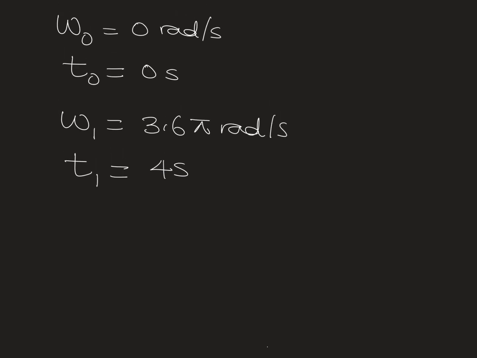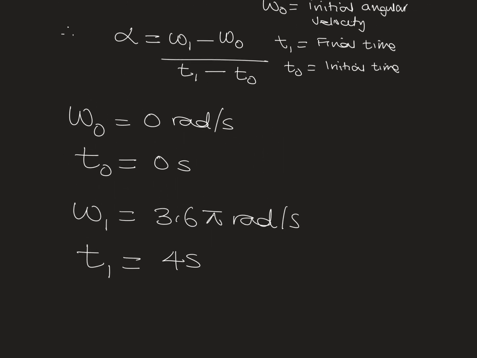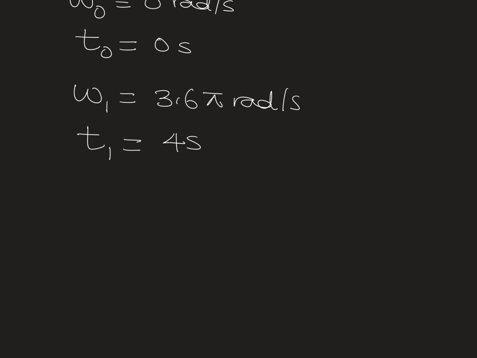So if the initial time is 0, you can simply say that the angular acceleration is equal to omega 1 minus omega 0 divided by just t, where t is the difference between the final time and the initial time. So t is actually t1 minus t0. Okay, it is the total time between the two intervals.